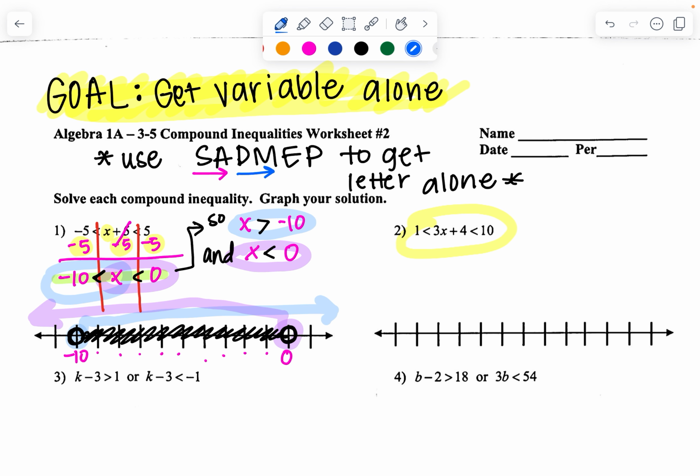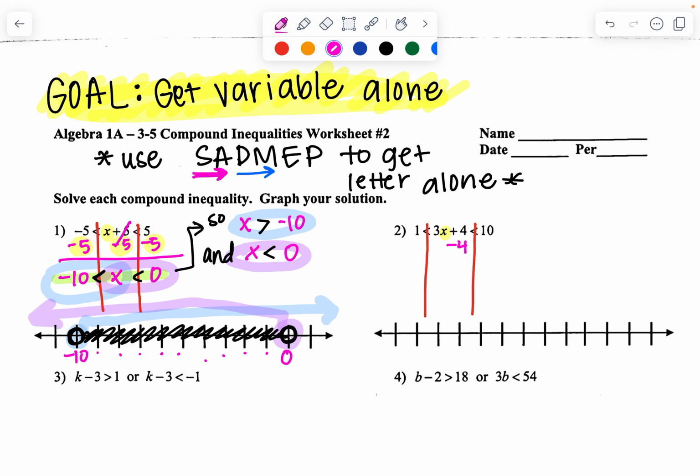Okay, again, our goal is to get the variable alone, and we have an inequality happening over here on problem 2. I personally like to draw a line down my inequalities just to remind me that whatever I do to the center, I do to all sides. And currently, x is not alone. I have 3x plus 4, and looking at that center, it is not just x. So I'm going to have to use SADMEP to get it alone. Remember, add or subtract from left to right first. So if I'm looking in this middle area here, is there anything I can add or subtract that's going to help me get closer to getting x alone?